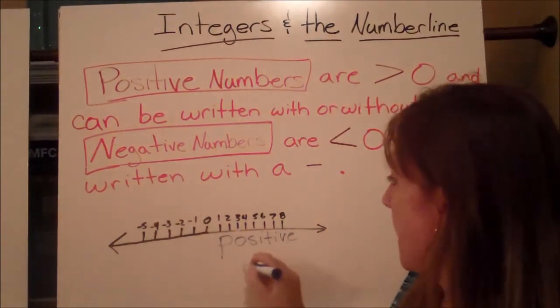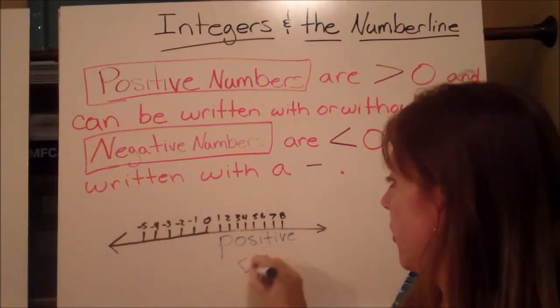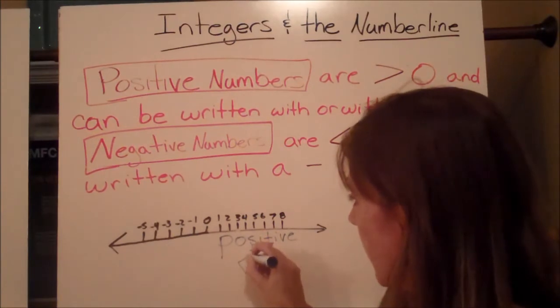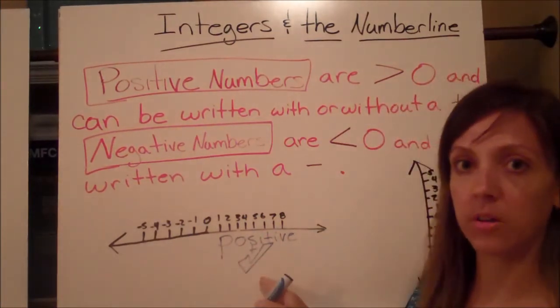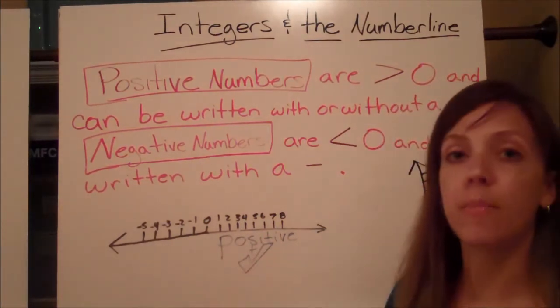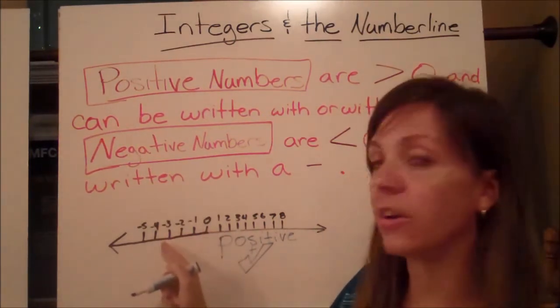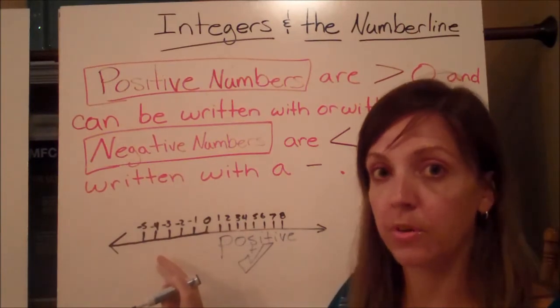It is positive to be right. So when we are correct on a paper, and that's just a little check mark that I put in there, that's a positive thing. Okay, on the left side of 0, we have negative numbers.